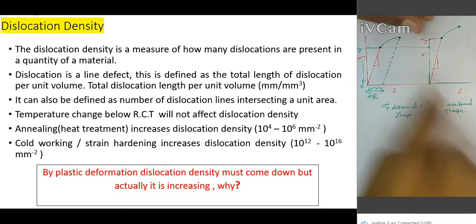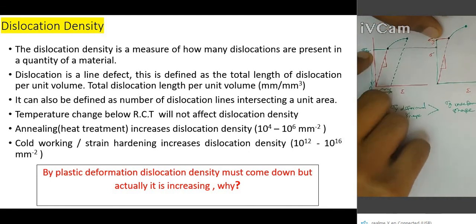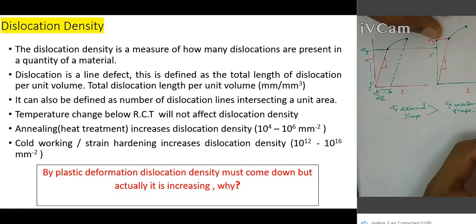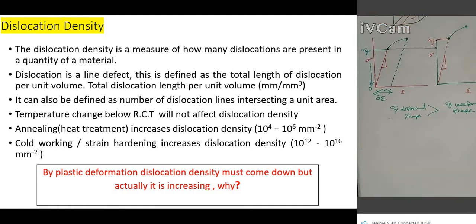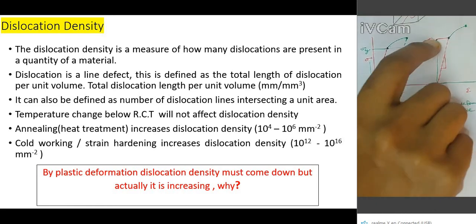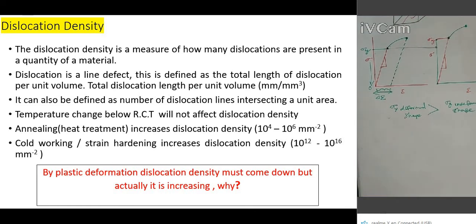What is the reason? By deformation its sigma y value is higher than the earlier sigma y value. That means we need to apply more stress on this deformed material to deform it further. When I need to deform this deformed material further, I need to supply more sigma y than that of the original material. That means the strength of the deformed material is higher than that of the undeformed material. So this method of strengthening a material is called strain hardening or work hardening.